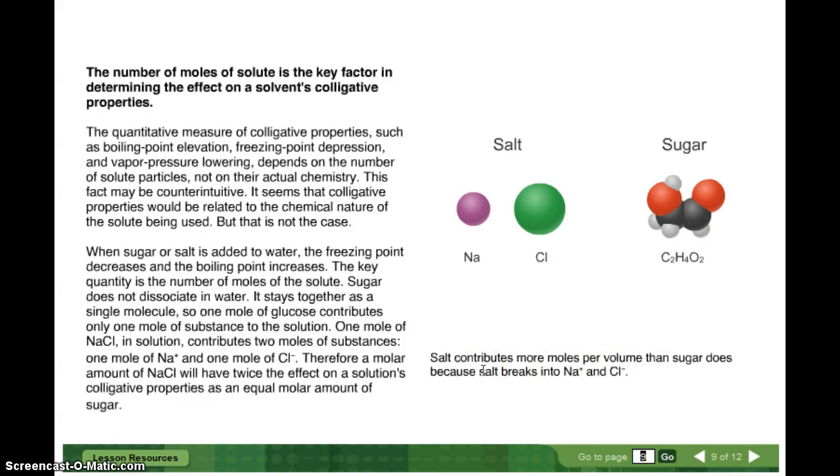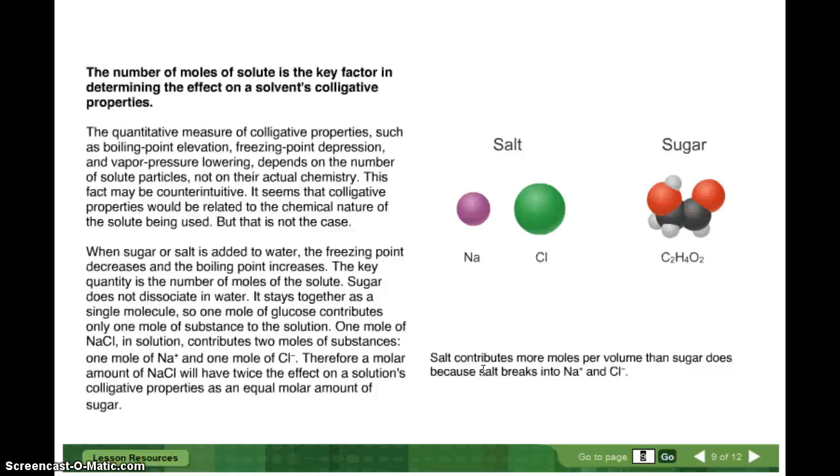The number of moles of solute is the key factor in determining the effect on a solvent's colligative property. The quantitative measure of colligative properties, such as boiling point elevation or increasing, freezing point depression or going down, and vapor pressure lowering, depends on the number of solute particles, not on their actual chemistry. This may be counterintuitive. It seems that colligative properties would be related to the chemical nature of the solute being used, but that's not the case. When sugar or salt is added to water, the freezing point decreases and the boiling point increases. The key quantity is the number of moles of solute.